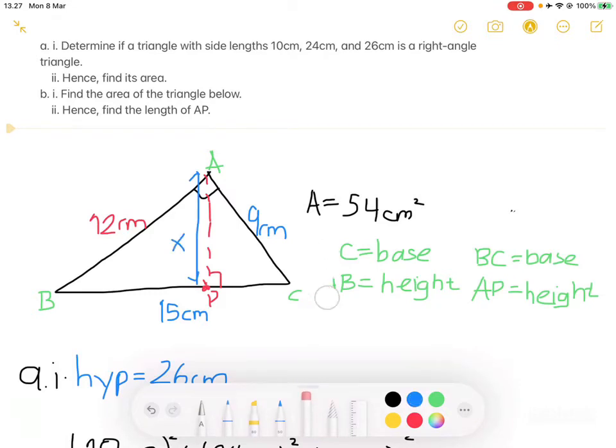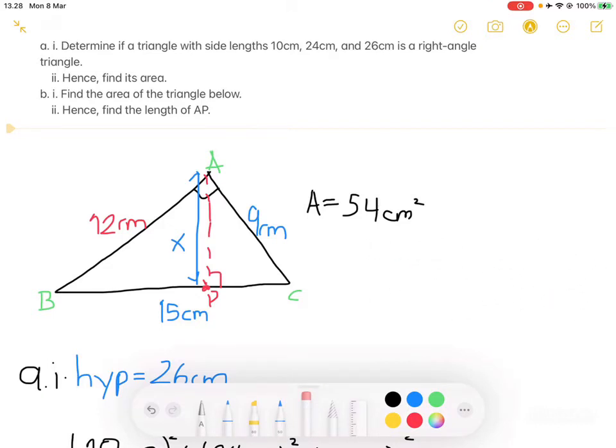So let's see what we have. This will be a half times the base, which is 15 centimeters, times the height, which is x, equal to 54 centimeters squared.